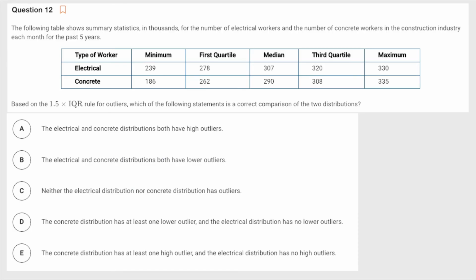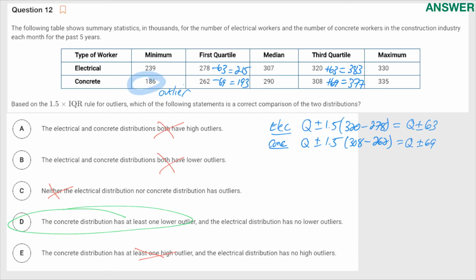Last question gives you the 5-number summary for 2 different types of worker, electrical and concrete, and asks you about properties for each of those distributions. Since you're told to use the 1.5 times the IQR rule, it's a good idea to calculate those for both electrical and concrete. Calculations produce 63 above and below the quartiles for the electrical group and 69 away from the quartiles for the concrete group, giving you numbers to look at.